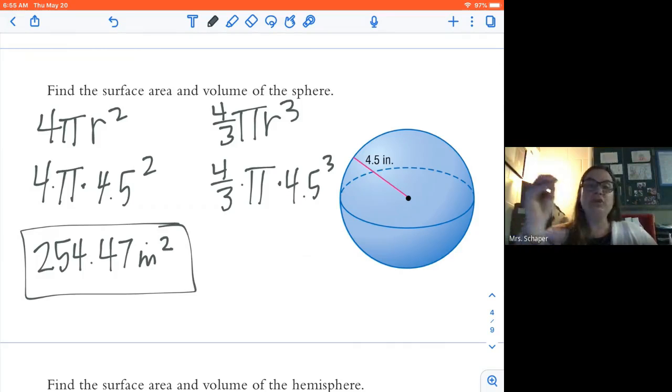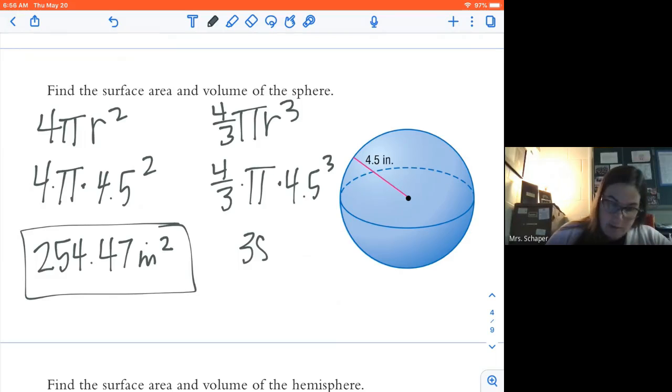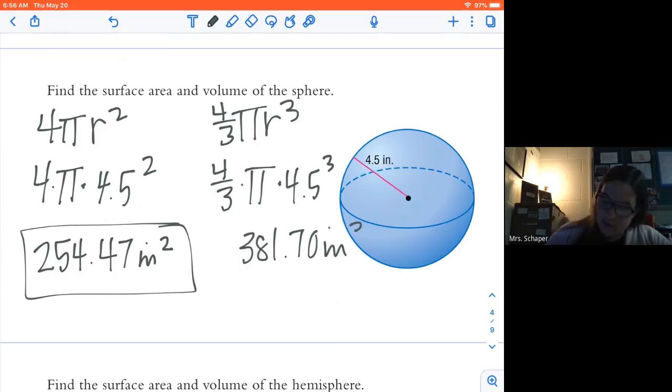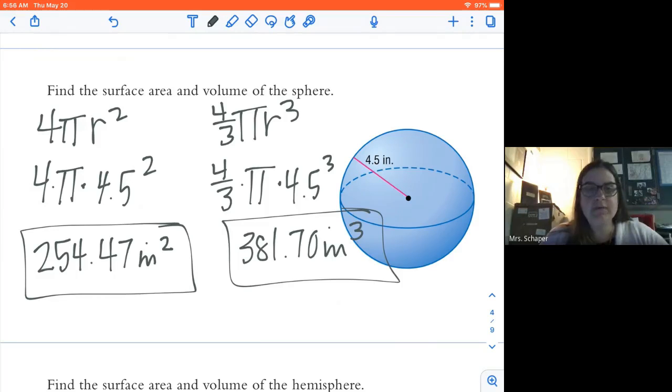Surface area is units squared. And then my volume is going to be 4/3 times pi times my radius cubed. That's going to be 381.70 inches cubed. Volume is cubed, area is squared.